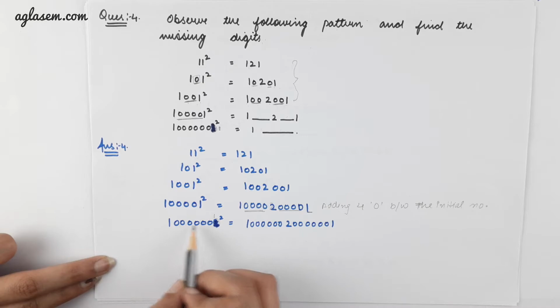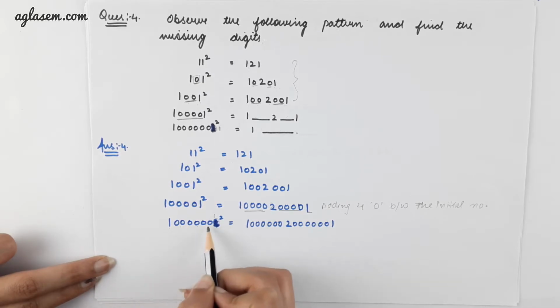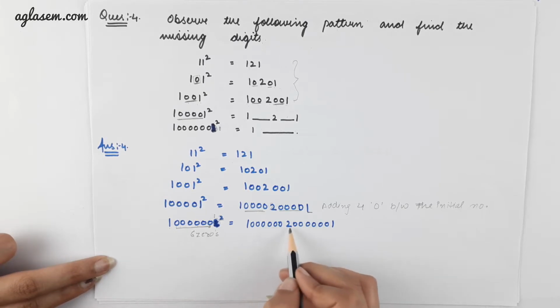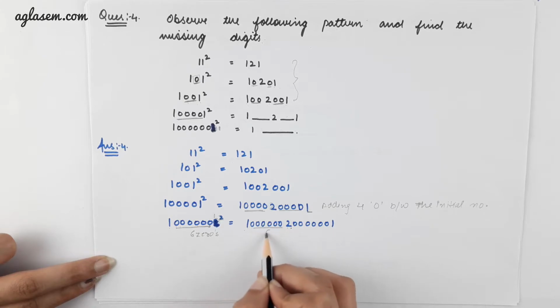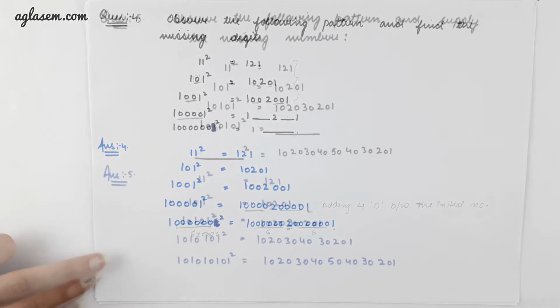Now, similarly for this 1000001 square, how many zeros are here? 6 zeros. Therefore, how many zeros will be in the answer between the initial numbers? 1, 6 zeros, 2, 6 zeros, 1.